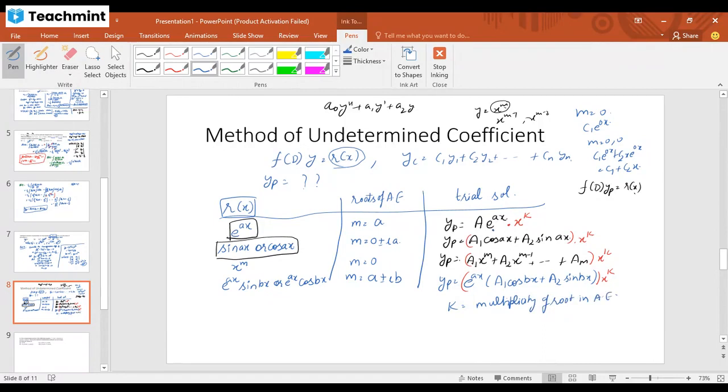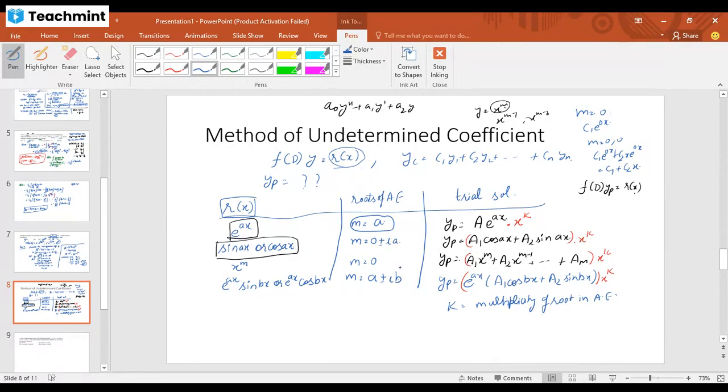What does it mean? Like if m equal to a is a root of the auxiliary equation and our right hand side is e power ax, then how many times is this root repeated? If the root is repeated one time, then we need to consider k equal to 1. If this root is repeated two times, we consider k equal to 2. And if it is repeated three times, we consider k equal to 3 and so on. Okay. Similarly, in case we have a complex root like a plus minus i b, if this pair occurs once, we need to multiply it with x power 1. If it is repeated two times, we consider x power 2 and so on.